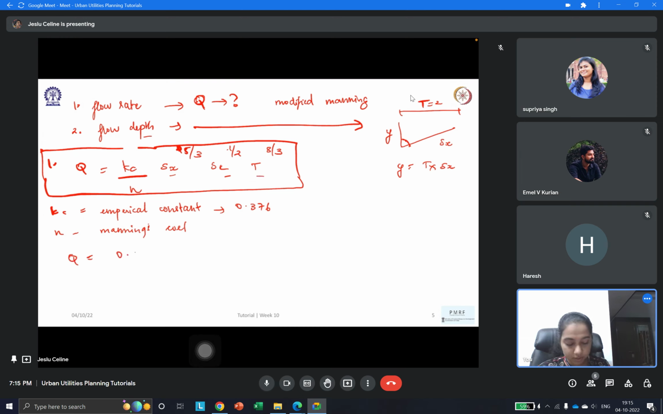So I'm putting in 0.376 divided by n. Manning's coefficient we usually assume to be about 0.012. You might take a note of this, for this time's assignment also you can assume this coefficient, 0.012. So 0.012 into Sx, which was 0.02, raised to 5 by 3, into Sl, the longitudinal slope 0.01, raised to 1 by 2, and T, which is 2, raised to 8 by 3. So what does this work out to?